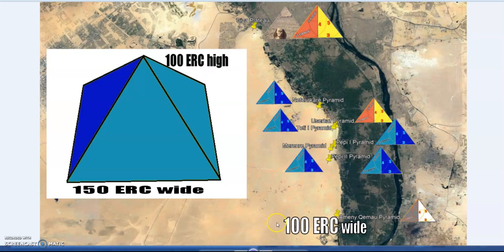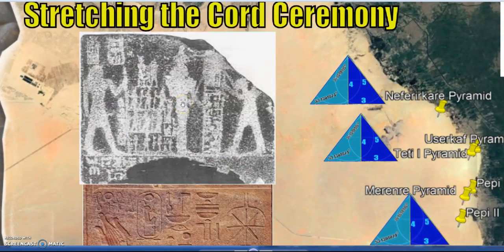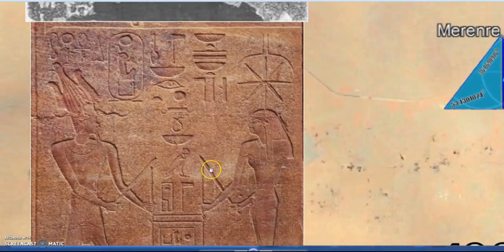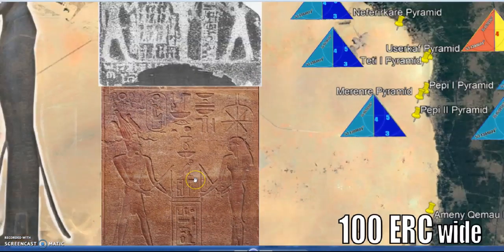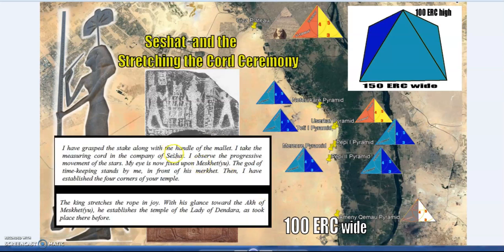So Menkaure is 100 Egyptian royal cubits wide. Stretching the cords, we have even on the Palermo Stone, but this is one of the oldest depictions of it. And then up until the last days of Egypt, we have the stretching of the cord ceremony. So from the oldest records, Seshat is even pre-dynastic, a very, very old goddess, basically all but forgotten. And stretching the cord, well, one cord is 100 Egyptian royal cubits.